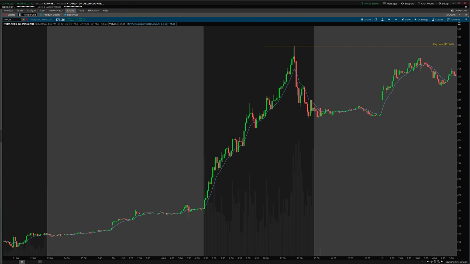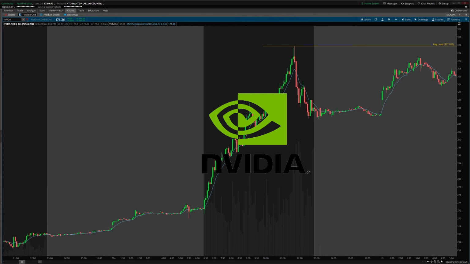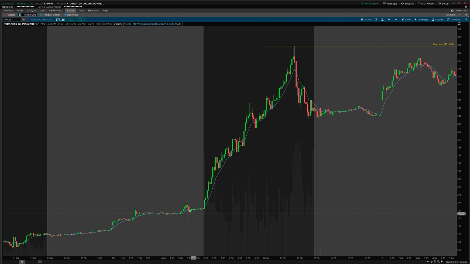Now we're looking at NVDA, another great example, another great stock to trade. This is when NVIDIA was rallying from about $230 all the way to $313.